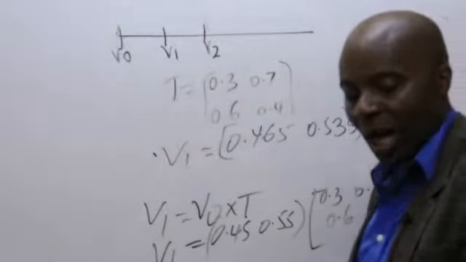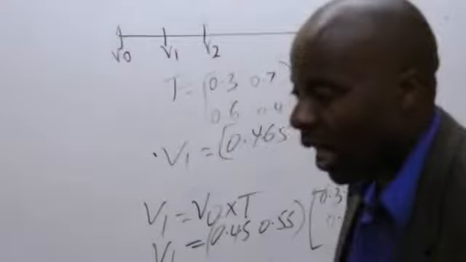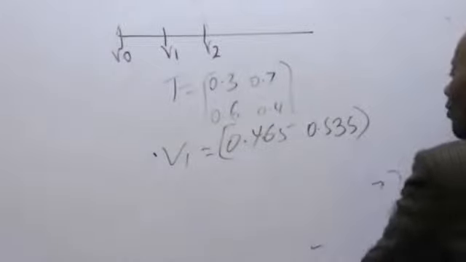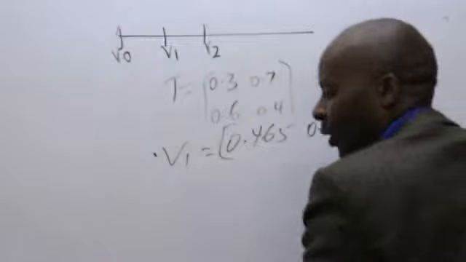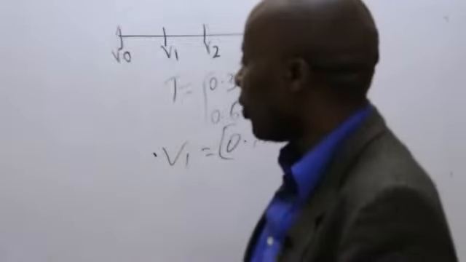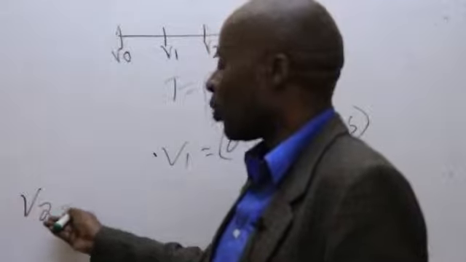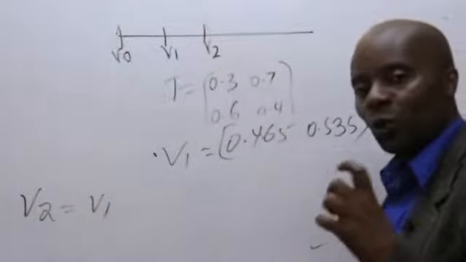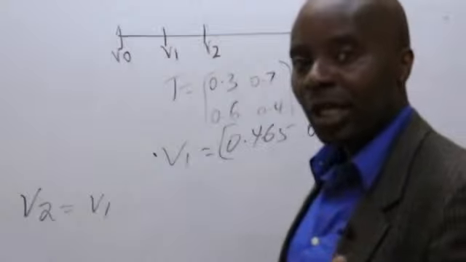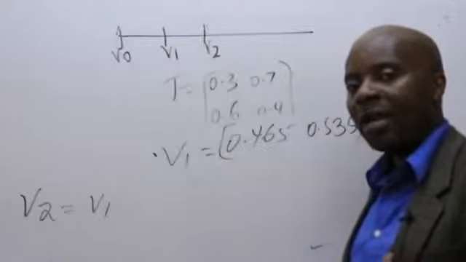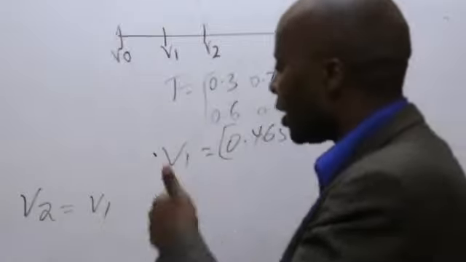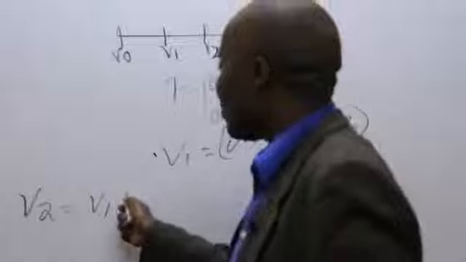Now, having gotten vector 1, we can very easily and comfortably go to vector 2. How do we get vector 2? Vector 2 can only be born from vector 1. So what we need to do is take vector 1 times T, the transitioning factor. So times T, like that.